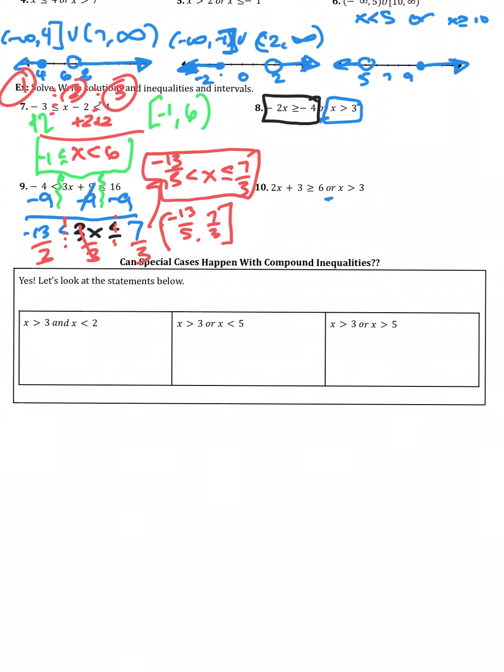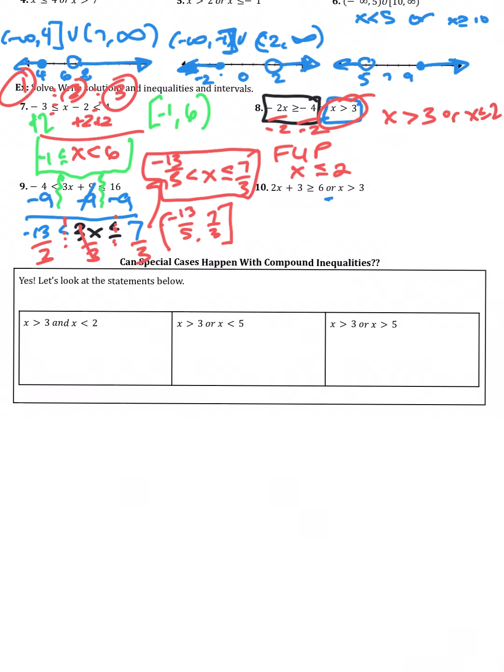And how do we solve that? Well, we need to get rid of this -2 that is being multiplied. So we divide. Don't forget, when you divide by a negative number with inequalities, you have to flip that inequality sign. That's going to give us x is less than or equal to -4 divided by -2 is +2. So the final answer here is x is greater than 3. That's right here. Or x is less than or equal to 2.